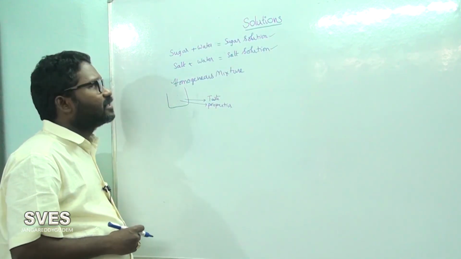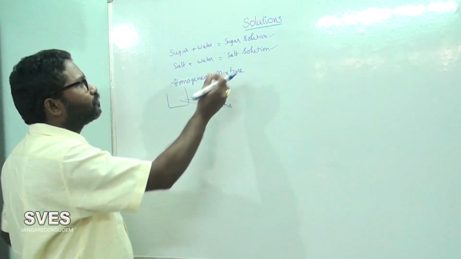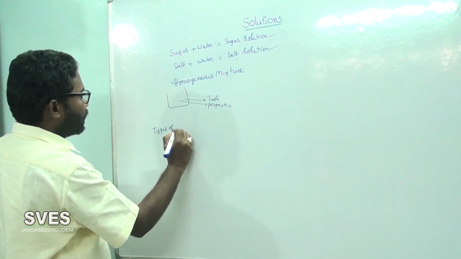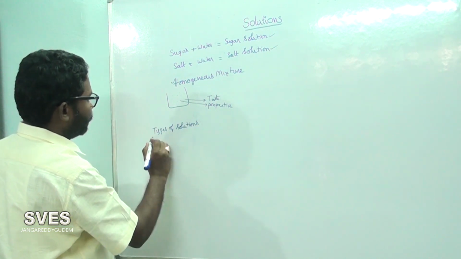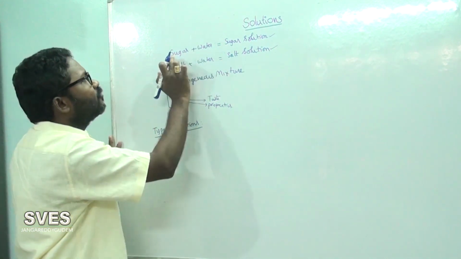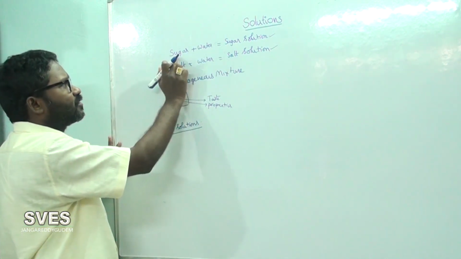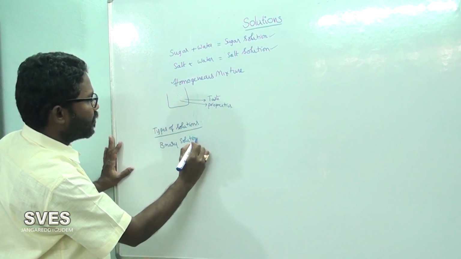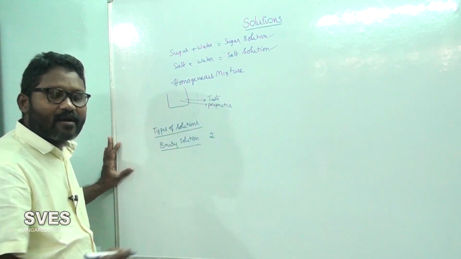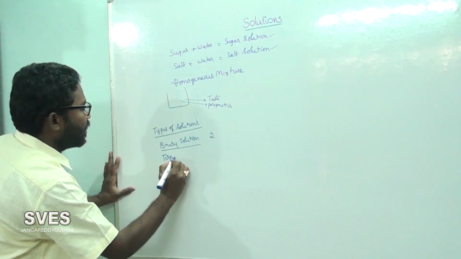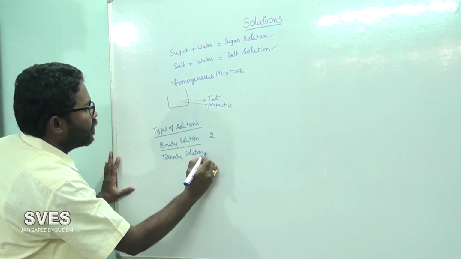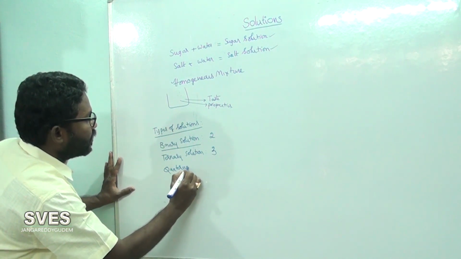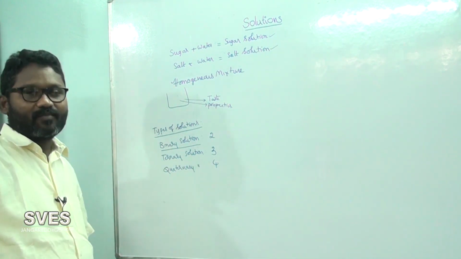So, our discussion in this chapter regarding solutions is types of solutions. A solution of two components, only two components present in the solution, is called a binary solution. That contains only two components. What is a ternary solution? That contains three components. What is a quaternary solution? That contains four components.